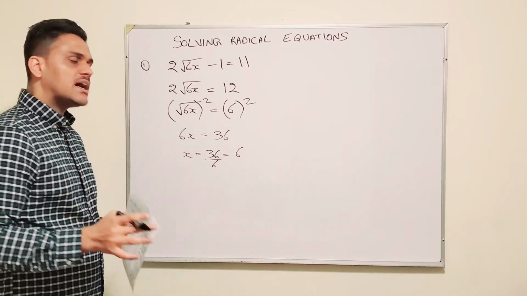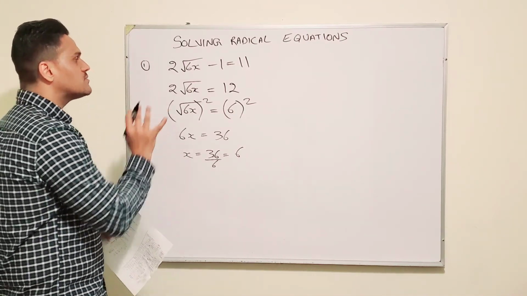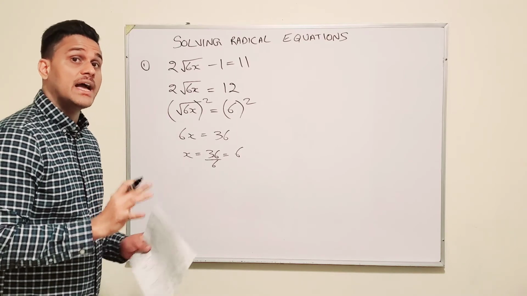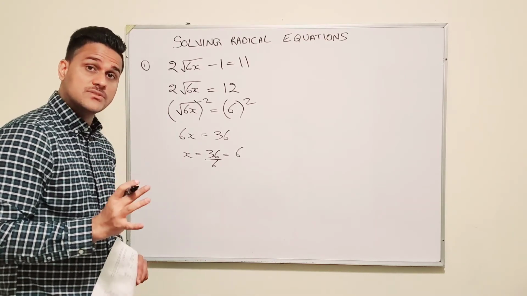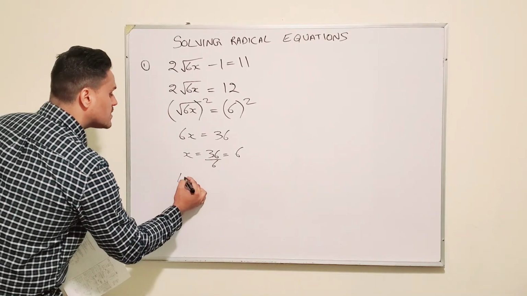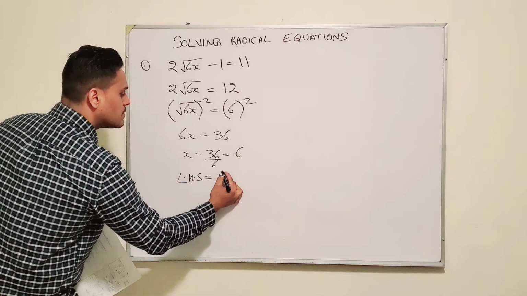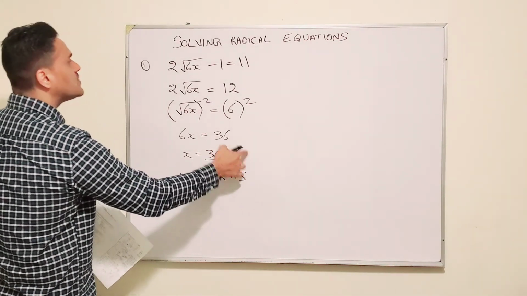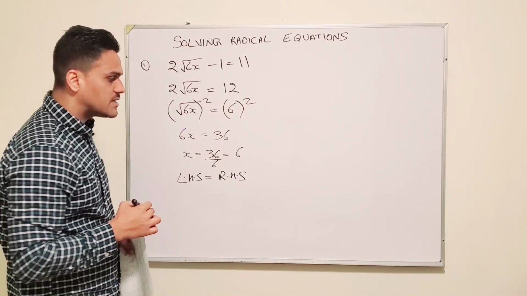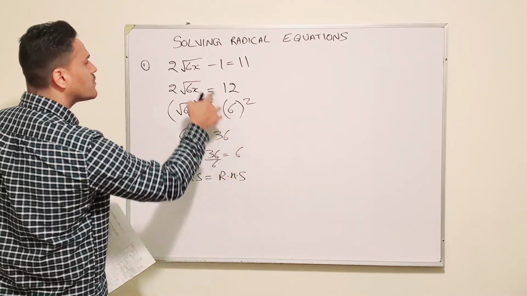Well, now once you get the answer, we need to check, guys. When it comes to radicals, we need to check if it's a proper root or an extraneous root. So we need to plug this back in the original equation and see if our left-hand side is equal to our right-hand side. So let's plug in 6 over here, guys.